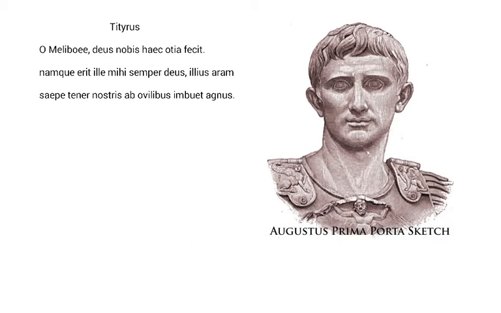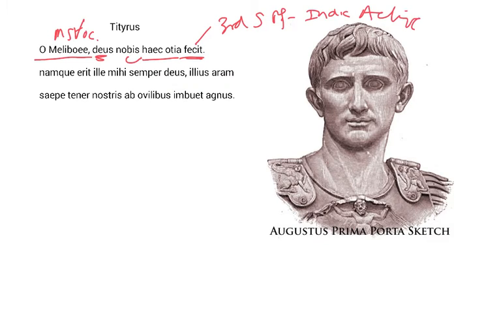And now as Tityrus begins, he speaks to Meliboeus. Notice Meliboee is masculine singular and vocative. O Meliboee, a god has created, haec otia nobis. Fecit here is third, singular, perfect, indicative, and active. A god has created, has made, haec otia, neuter, plural, accusative.